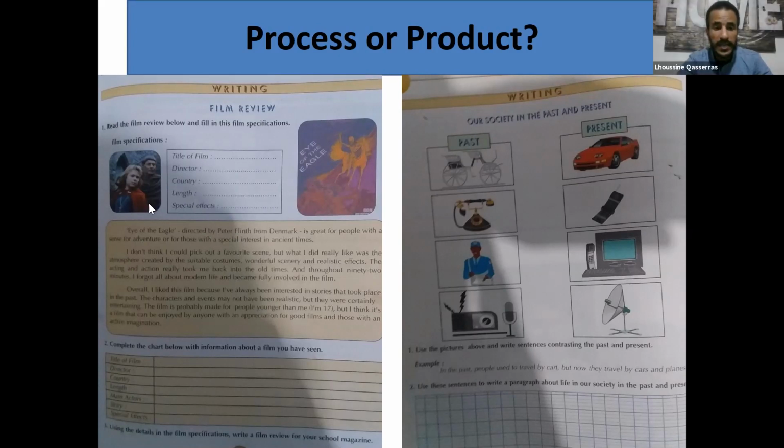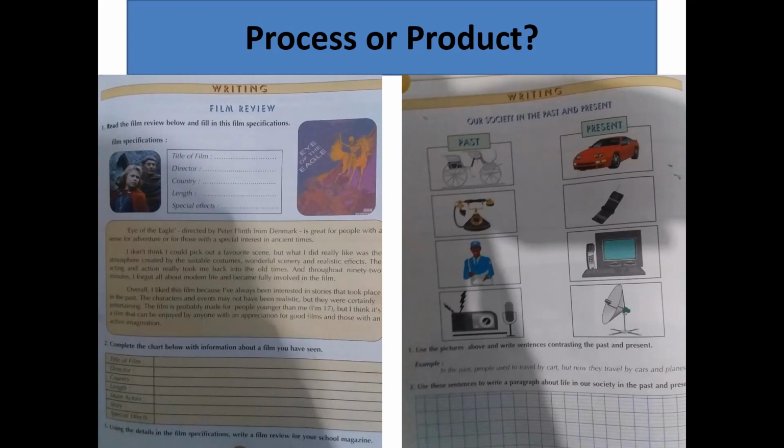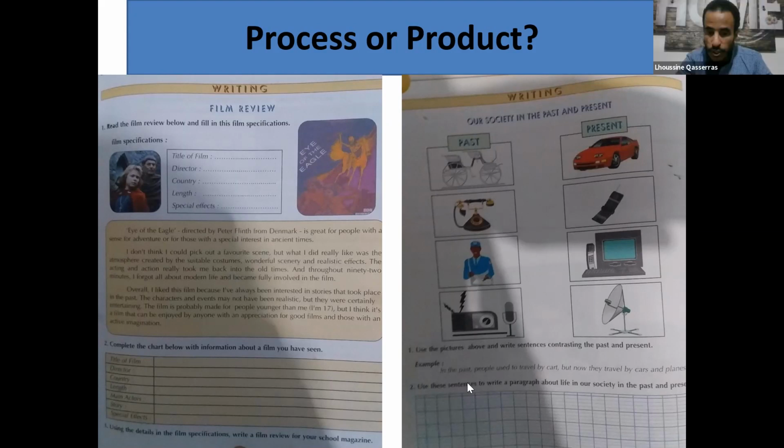Thank you. So look here, this is a film, Eye of the Eagle, directed by Peter, is a product. And look here, the product is not there. The product must be produced by who? The teacher or the student? The students. Yeah, it's here. Number 2, use the sentences to write a paragraph. And look here, the product is produced by who?